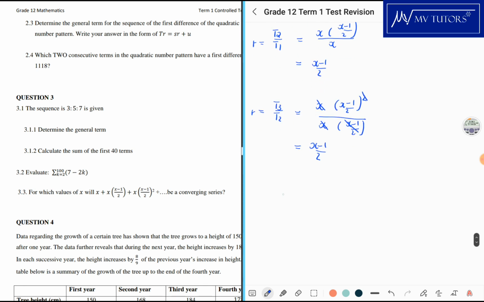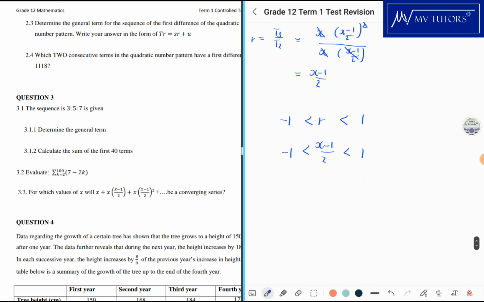And what are the conditions? Basically we had that r is in between minus 1 and 1. So in the place of r, we're going to put (x minus 1)/2. What am I putting there? That should be negative 1. Okay, so I don't like fractions. I'm going to multiply by 2 throughout. So then I'm going to have negative 2, x minus 1, 2 over there. And then I'm going to take minus 1 to the other side, which will be a plus 1.